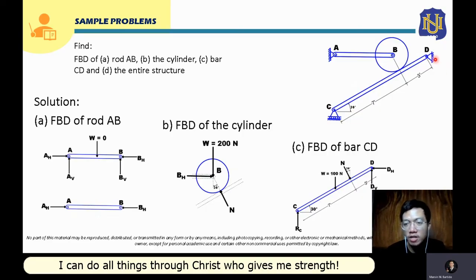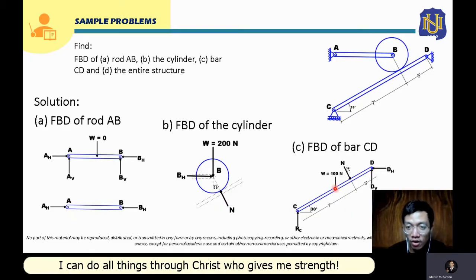From that, our second step is to draw the applied force, which is the weight. In this case, our applied force is the weight of the rod, and it is mentioned in the problem that the weight of the rod is 100 newton. That weight will, of course, be applied downward, at the center of gravity of rod CD.